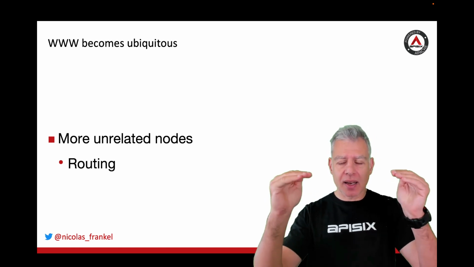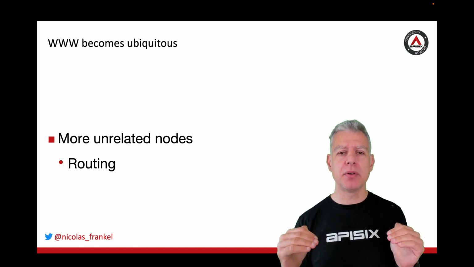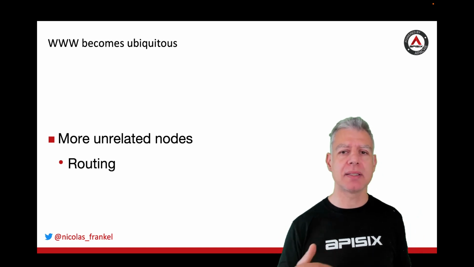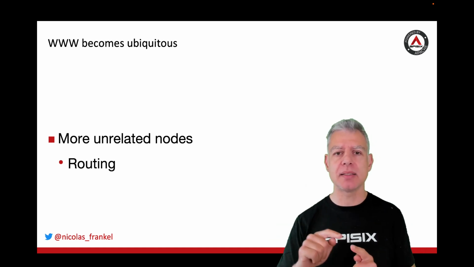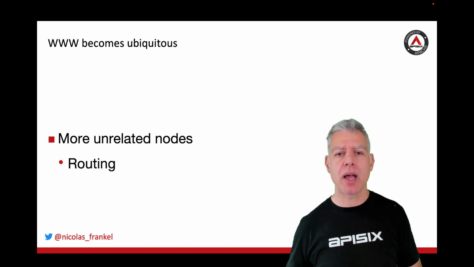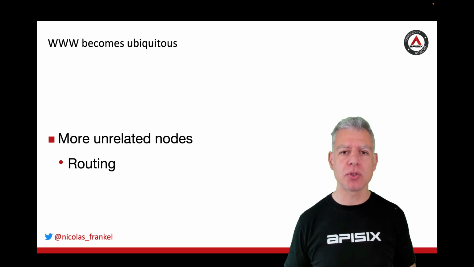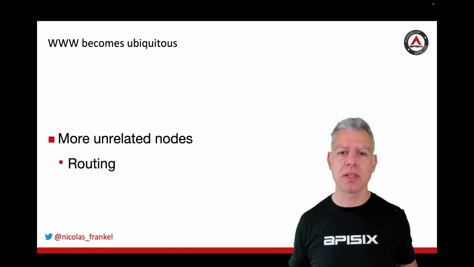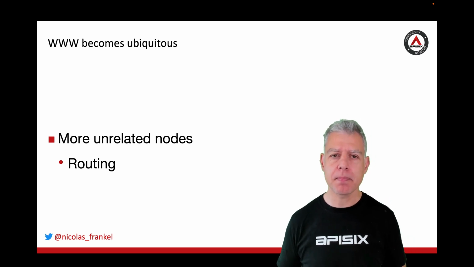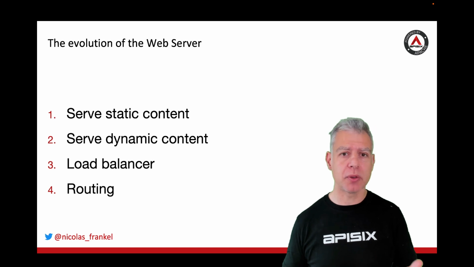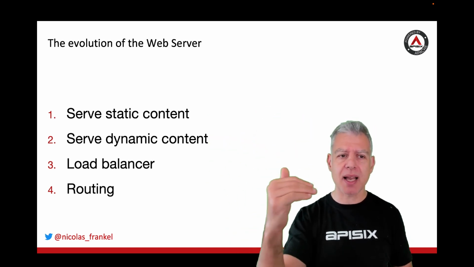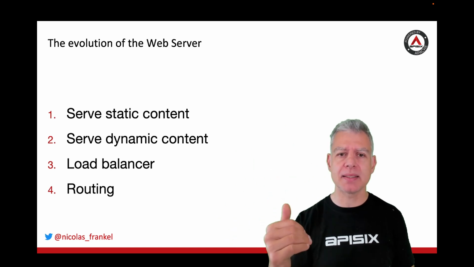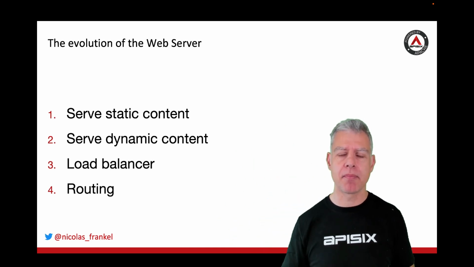So this other layer of web servers also had to do routing, saying, oh, okay, this person wants to access the extranet, which is on those two nodes, so I will direct them to one of those two nodes and not to the other nodes that serve, I don't know, the internet. And so that's the evolution of the web server. To serve static content, then to serve dynamic content, then to do load balancing, then to do routing.